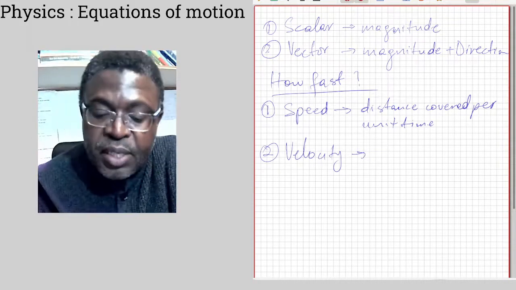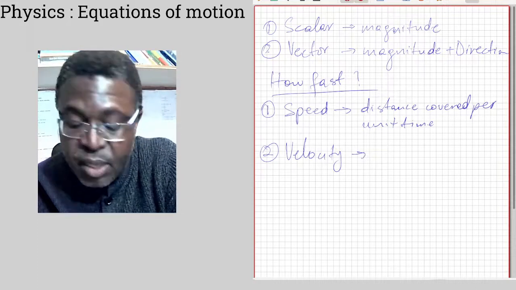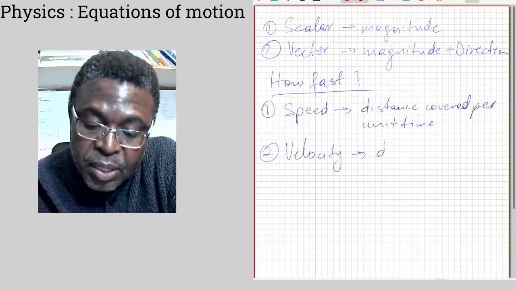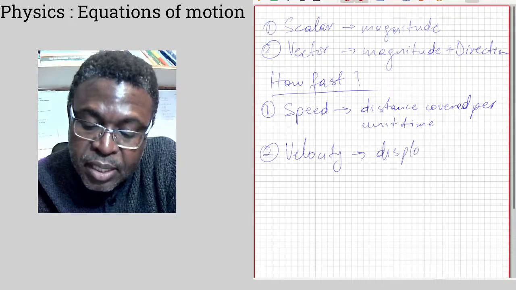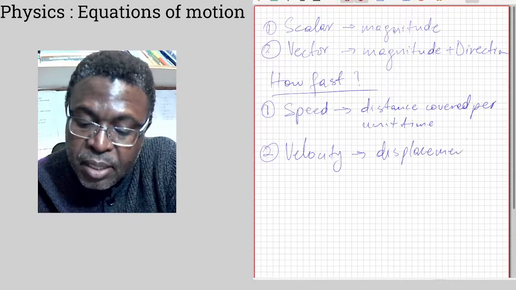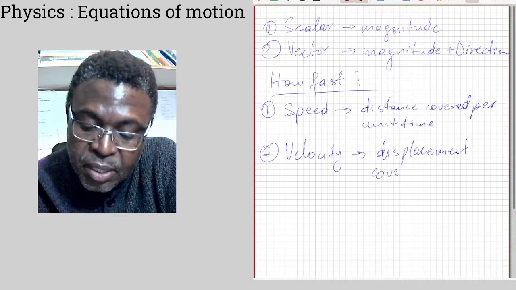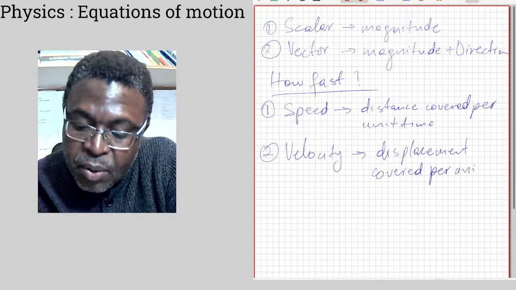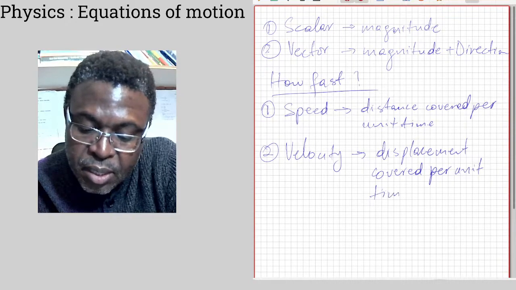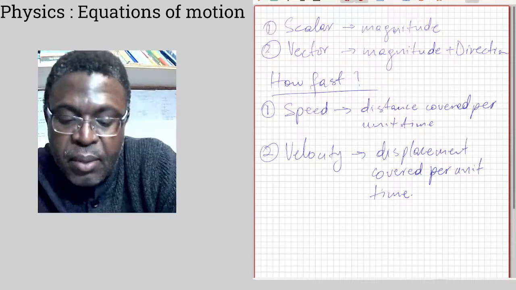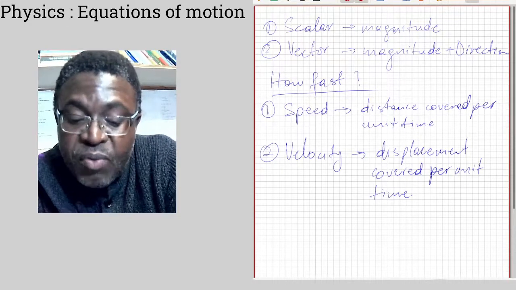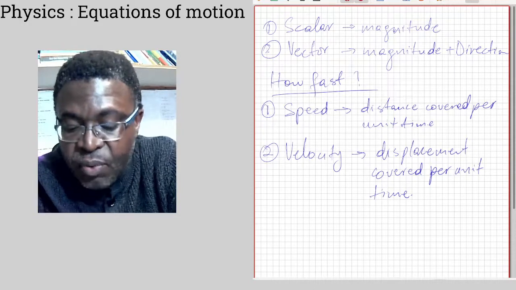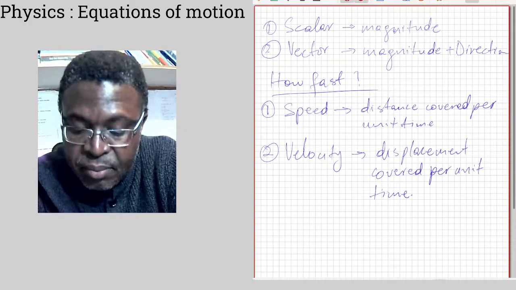So on velocity, we're also talking about how fast an object is moving. So here we're talking about displacement covered per unit time. Okay? So now we've got two things. We've got a scalar and a vector. We've got a speed and a velocity.